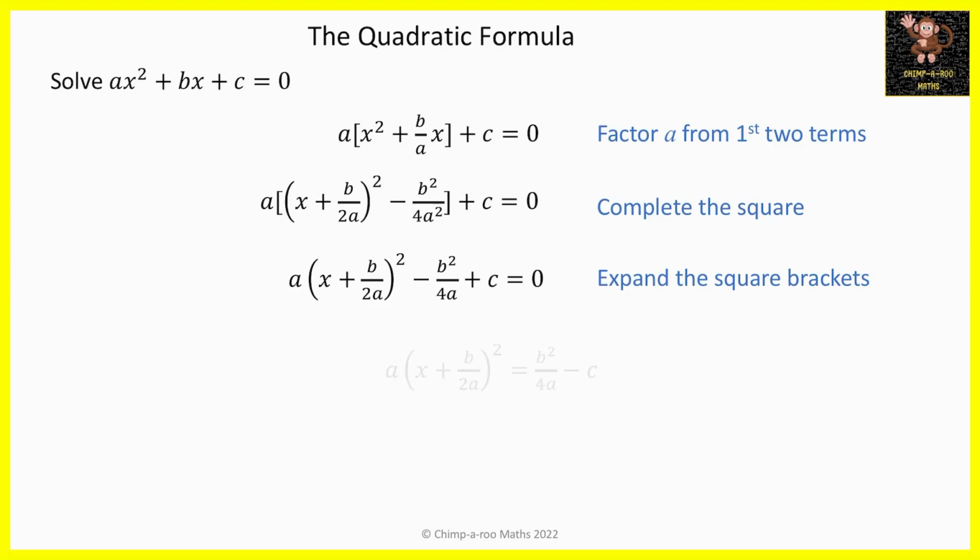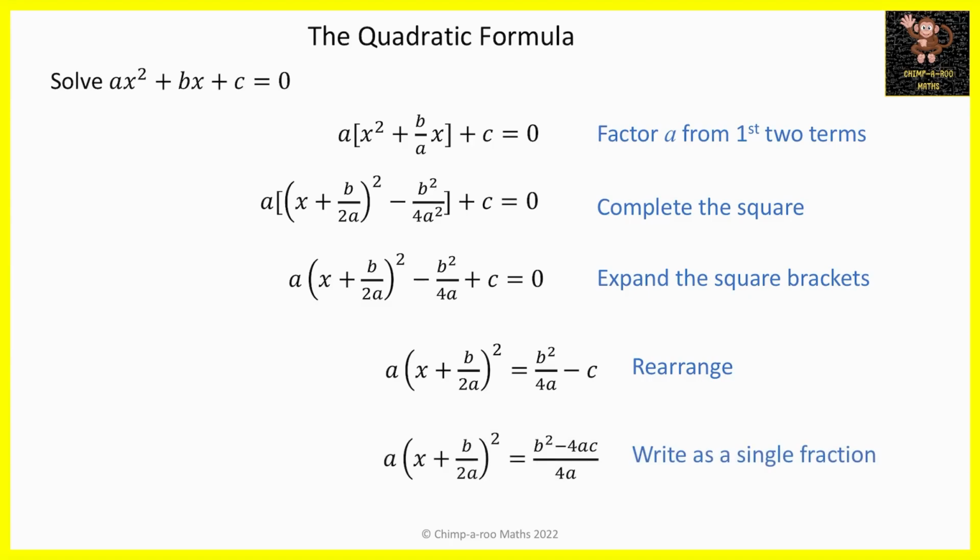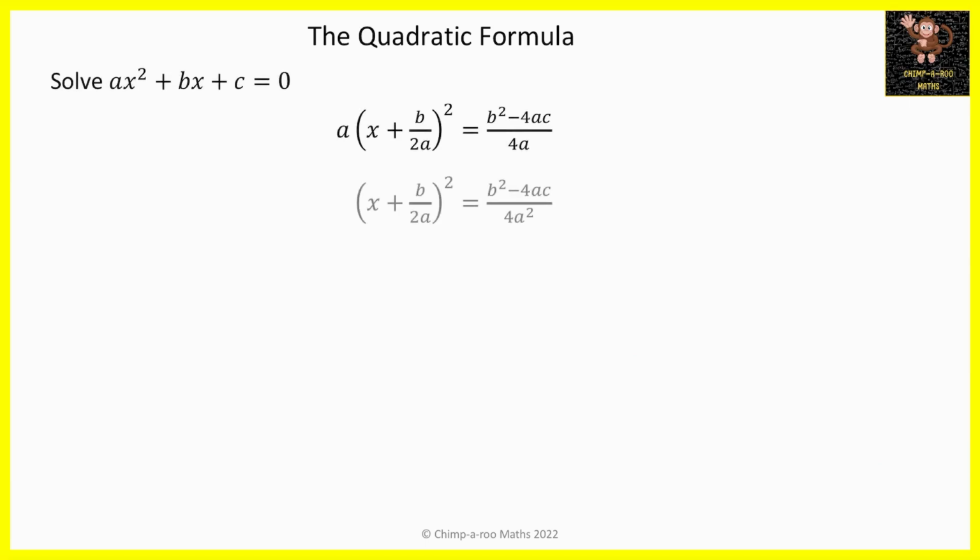And then we can rearrange and get the minus b squared over 4a plus c onto the other side of the equation. And then write it as a single fraction on the right hand side. So we've got b squared minus 4ac all over 4a. Now if we were to solve this equation now, the next thing we'll probably do is put x on its own. Let's get rid of the a on the left side. Let's divide both sides by a. So that makes the right hand side's denominator 4a squared.